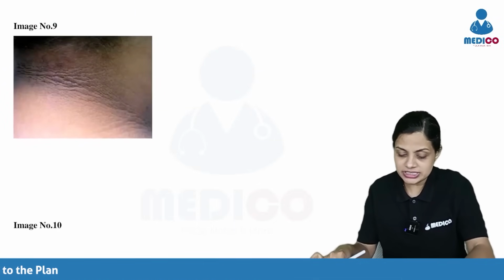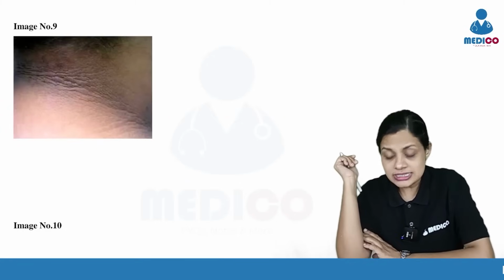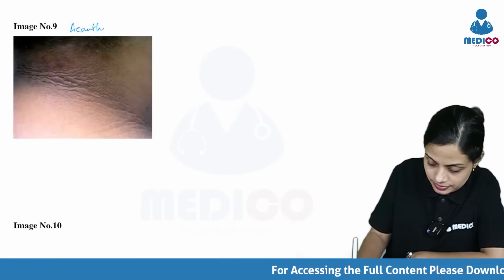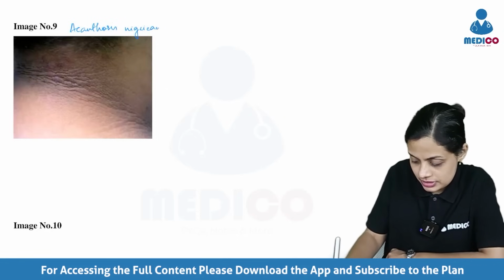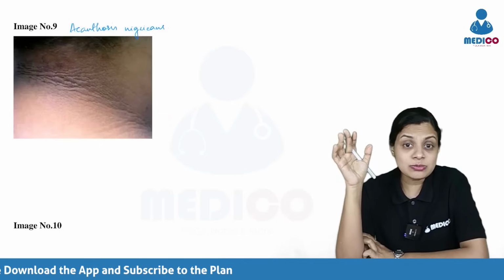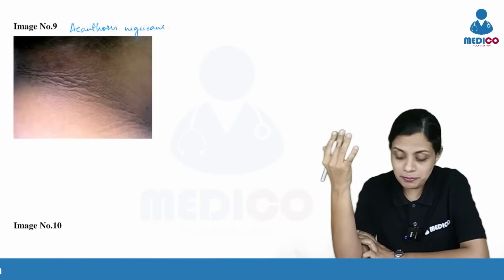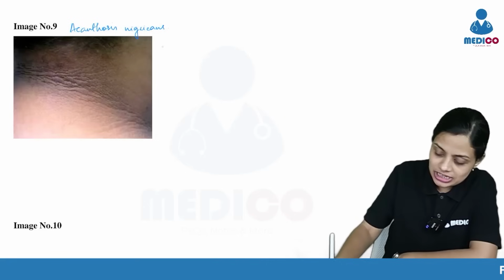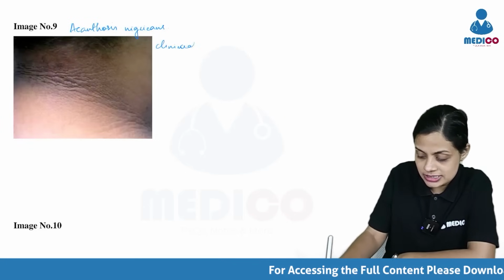Moving on to the next question. What is this image of? This is the image of Acanthosis nigricans. What is it? This is a dark, smooth, velvety skin that is usually seen at the nape of the neck or the armpits. In fact, this is usually seen in people with obesity. This is actually the clinical manifestation of insulin resistance.